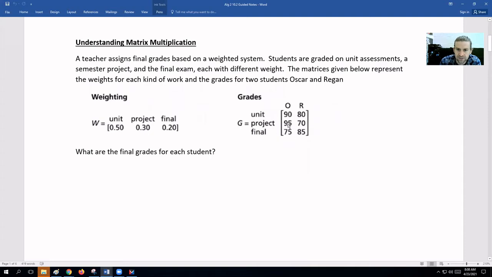And then right here we can see Oscar, who had a 90 on his unit, a 95 on his project, and a 75 on his final. And Reagan, who had an 80 on her unit, 70 on her project, and 85 on her final.